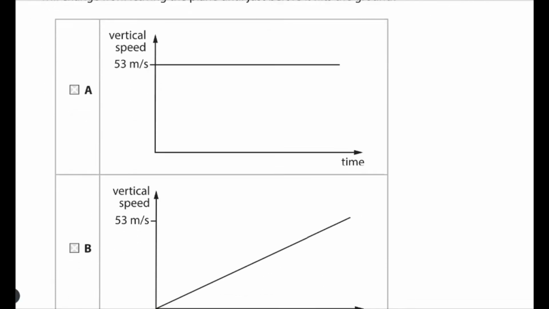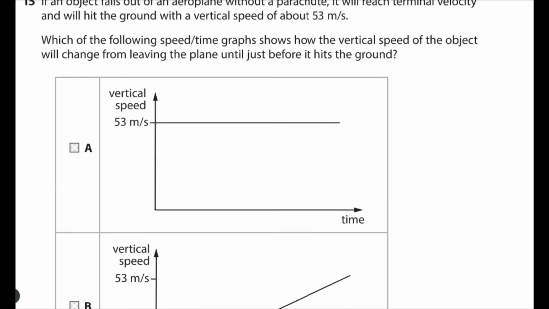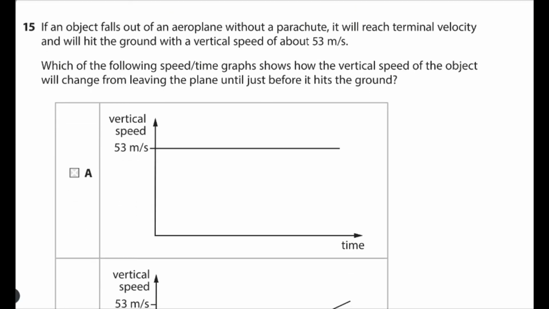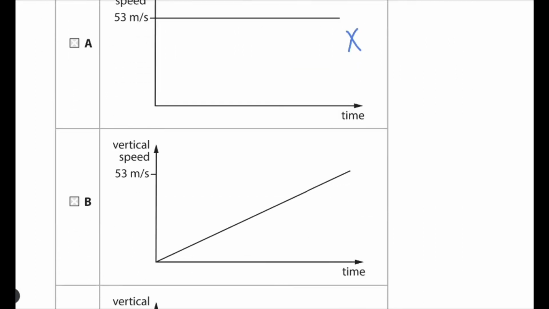So here what they say is the speed increases. You know, if something drops from stationary, it keeps on increasing. So it can't be A, because A is showing some kind of a value of speed and it's constant. So this is constant speed. We can't have this. So let's look at others.